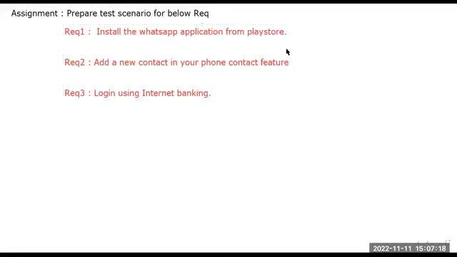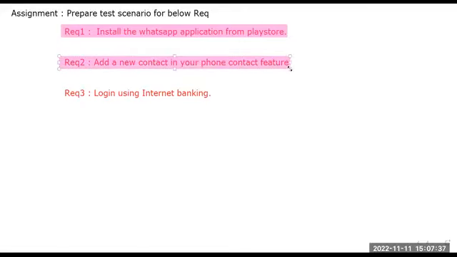Okay, so I have given 3 requirements, and for these 3 requirements, you guys need to come up with the test scenarios. Think about what different possible combinations you can check for this particular requirement. For that, prepare test scenarios. Same thing for adding a contact: what different combination scenarios you can make, list them out. And also for the login, you can take any banking application, SDFC, whatever it is, and prepare the test scenarios.